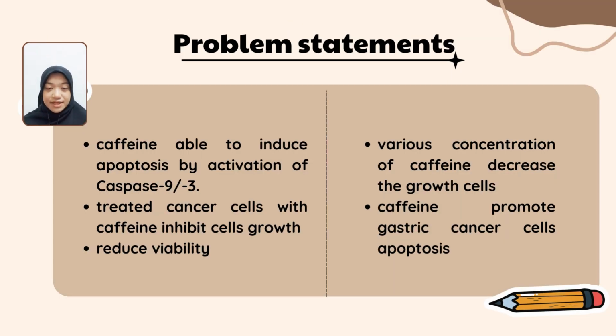The problem statement of the study is that caffeine is able to induce apoptosis by activation of caspase-3. A previous study has reported that treating cancer cells with various concentrations of caffeine will inhibit cell growth and reduce viability, and that caffeine promotes gastric cancer cell apoptosis.